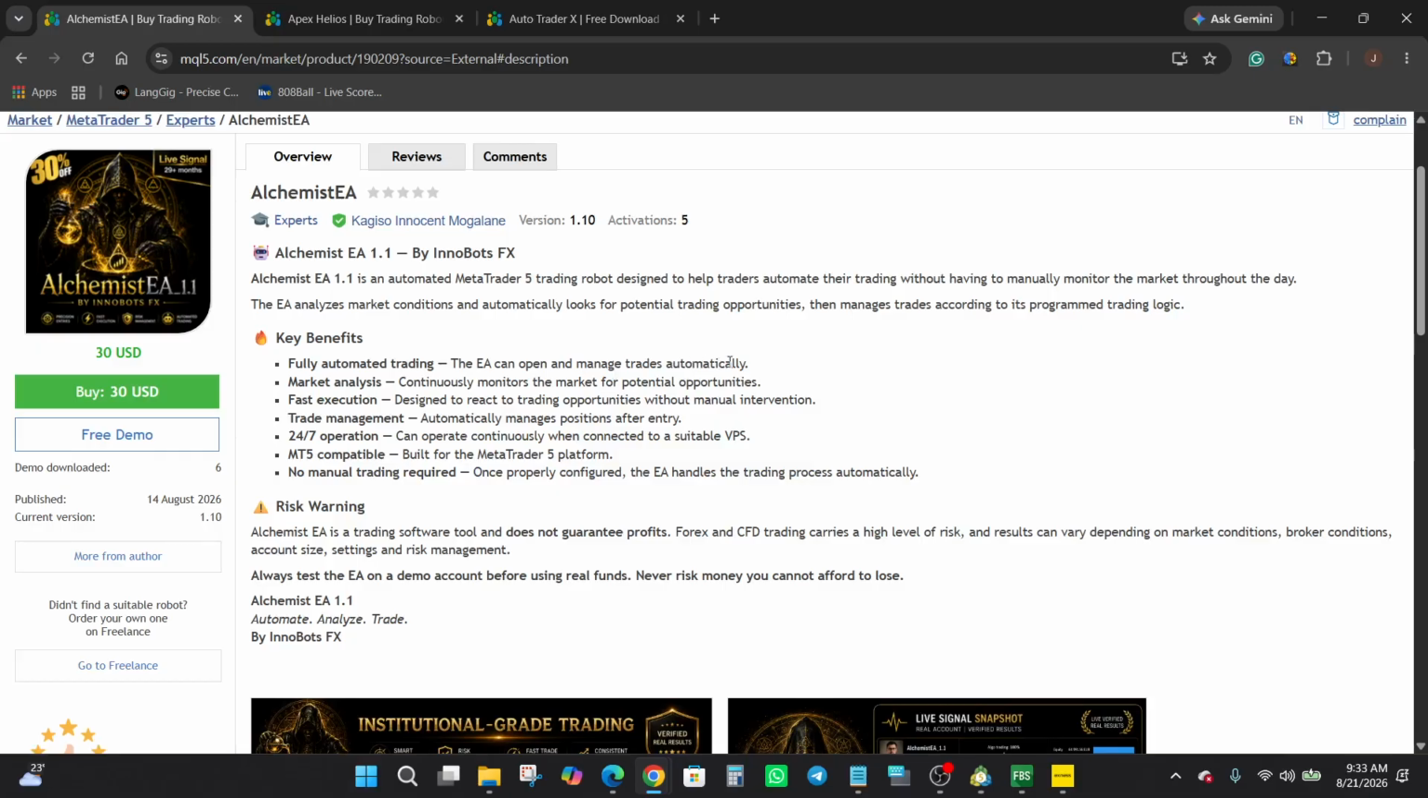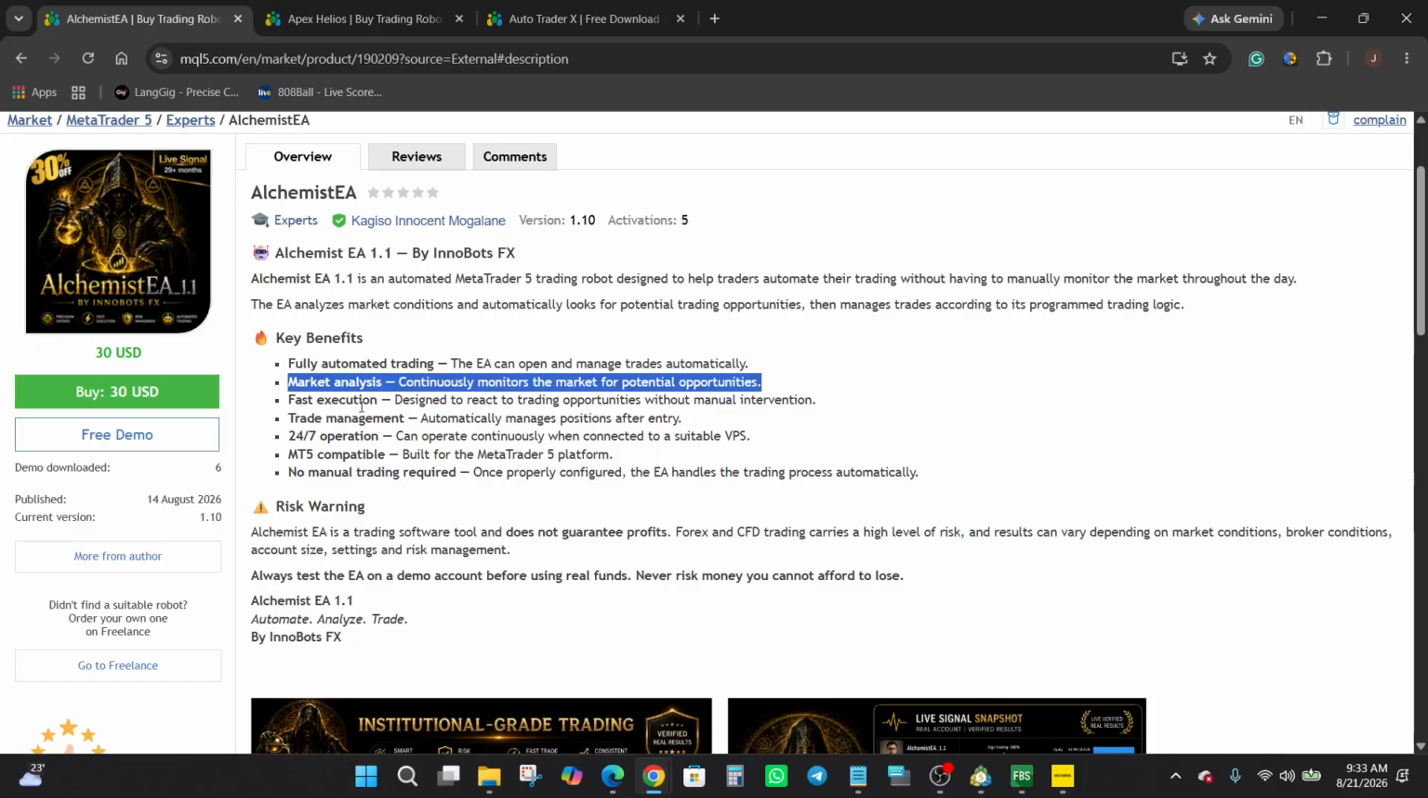So now let us quickly go through the key benefits that the developer highlights. First, we have the fully automated trading. The EA is built to open and manage trades on its own, which for a lot of traders is the main draw of using an EA in the first place, since it removes the need to babysit the charts. Secondly, the listing mentions market analysis, saying that the EA continuously monitors conditions for potential setups. Again, no specifics on what it is analyzing for, just that it is designed to be always watching.